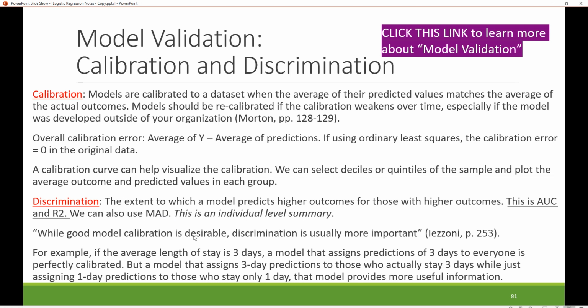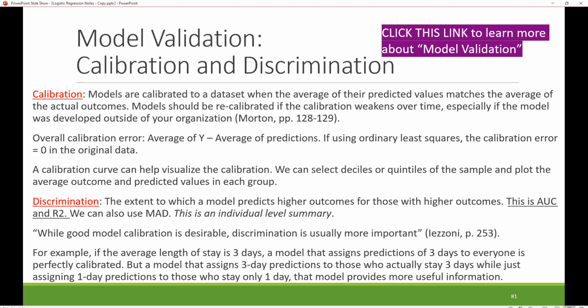While good model calibration is desirable, discrimination is usually more important. For example, if the average length of stay is 3 days, a model that assigns predictions of 3 days to everyone is perfectly calibrated. So if we made a prediction that all patients would have a 3-day length of stay, we technically would get a perfectly calibrated model. But a model that assigns 3-day predictions to those who actually stay 3 days, while assigning 1-day predictions to those who stay only 1 day, provides more useful information.